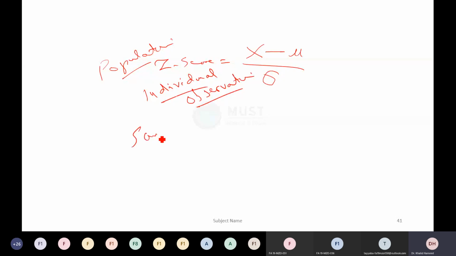And for sample, it's nothing else but just a change of symbols. X is any observation for which we are interested to know the z-score. And then as far as the mean for sample is concerned, it will be x bar, and the standard deviation will be represented by s. So x minus x bar divided by s. So x minus x bar is how much an observation is away from the mean. And when we divide it by the standard deviation, it will give us the answer in terms of standard deviations, that is, how many standard deviations an observation is away from the mean.